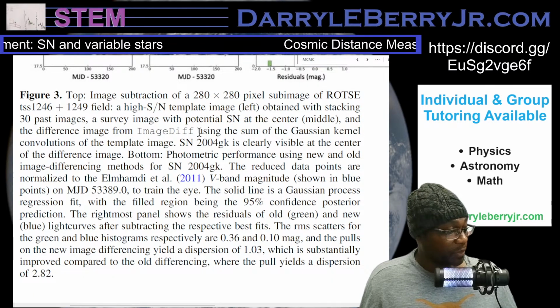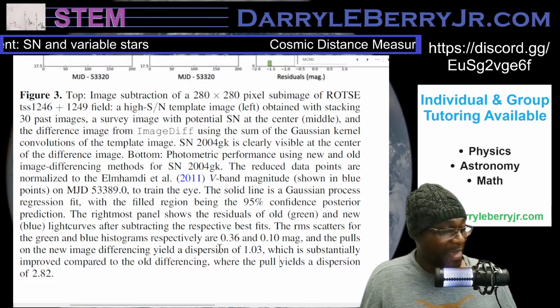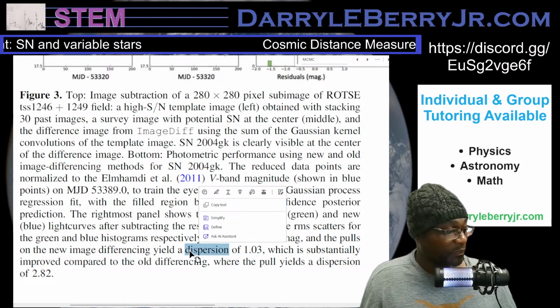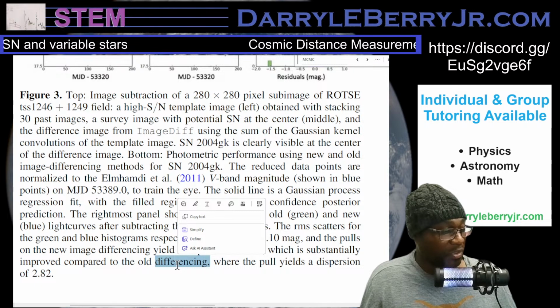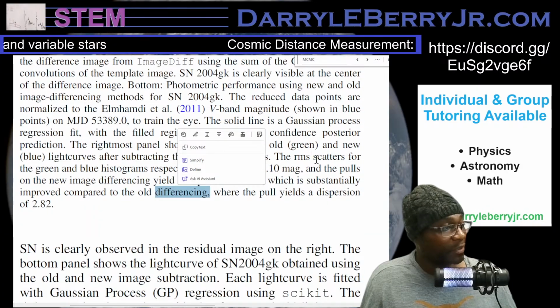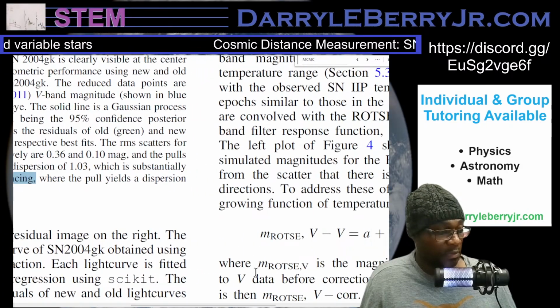The RMS scatters for the green and blue histograms respectively are 0.36 and 0.10 mags, and the pulls on the new image difference yield a dispersion of 1.03, which is substantially improved compared to the old differencing, where the pull yields a dispersion of 2.82. So most of this stuff, I don't know what they're saying.